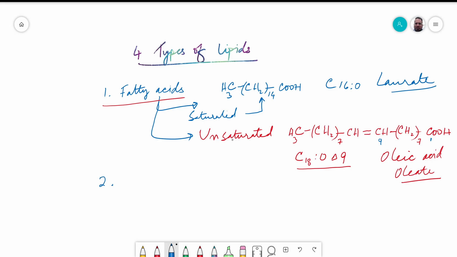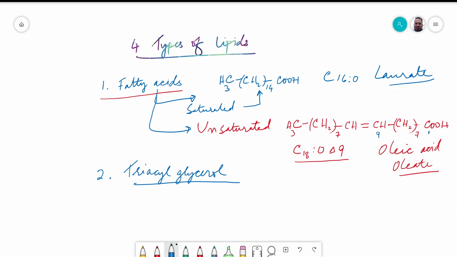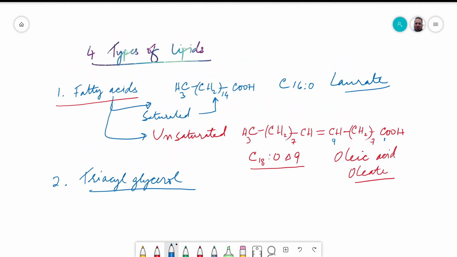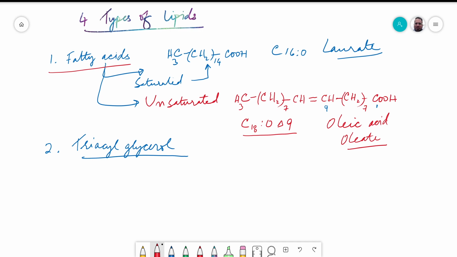The second one we talked about was this category called triacylglycerol, and triacylglycerols are basically formed when you have a glycerol molecule. So you have CH2OH, CHOH, and CH2OH. This is glycerol here. It reacts with 3 different fatty acids.